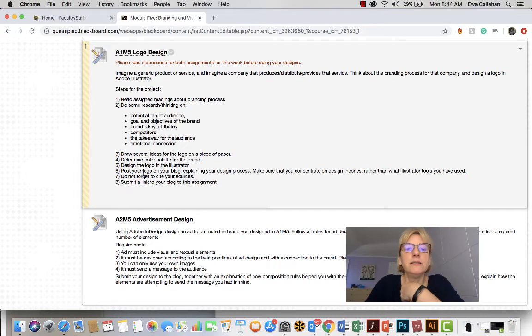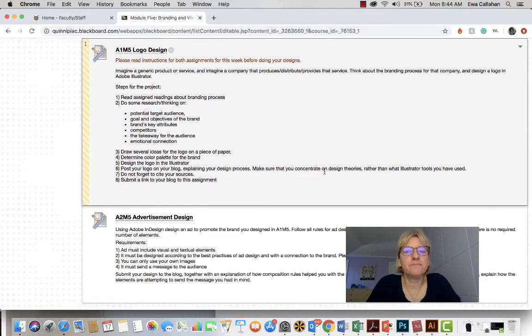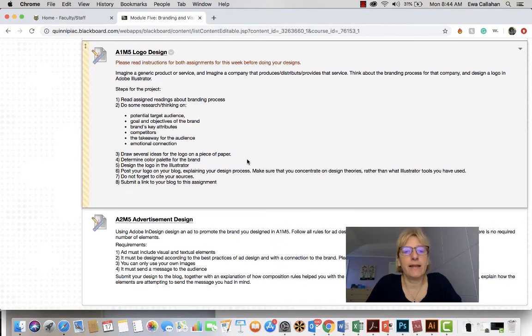Post the logo on the blog explaining the design process. And I cannot stress it enough. Design process is not "I opened Illustrator and did this, and applied this tool, this tool, this tool." No, I want you to explain how you determined that it will satisfy the target audience. What were your objectives? What would be the connection? What would be the takeaway for the audience? Why did you decide to use those elements? Cite your sources, use the theories of design and so on.